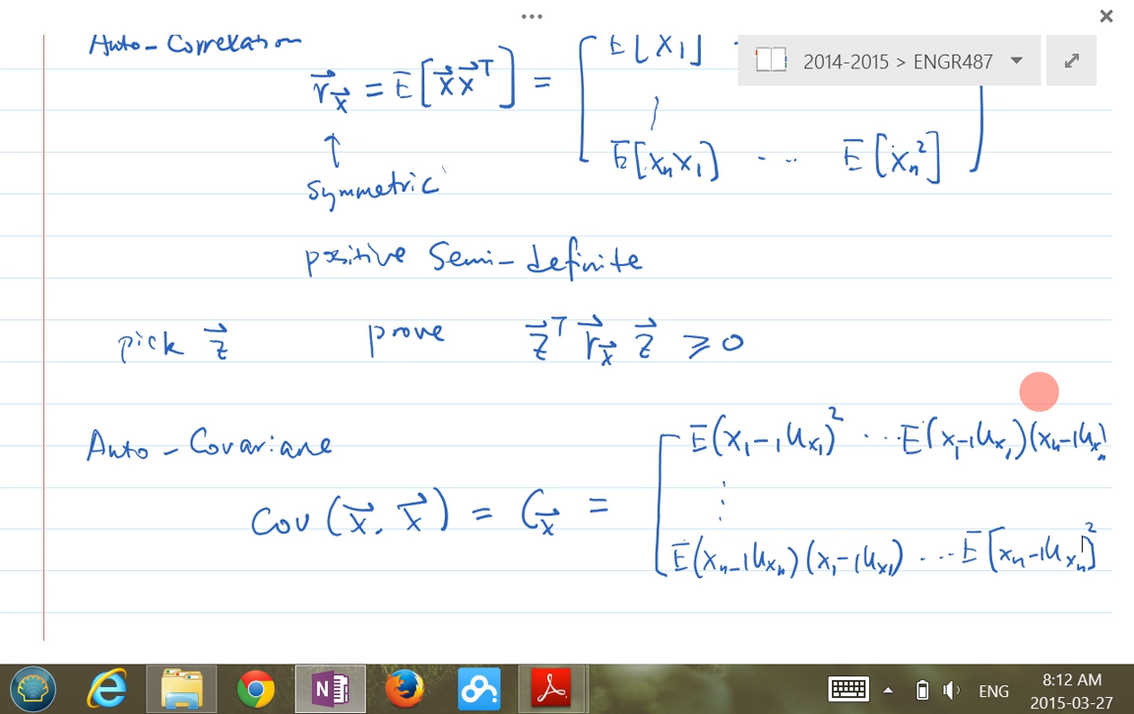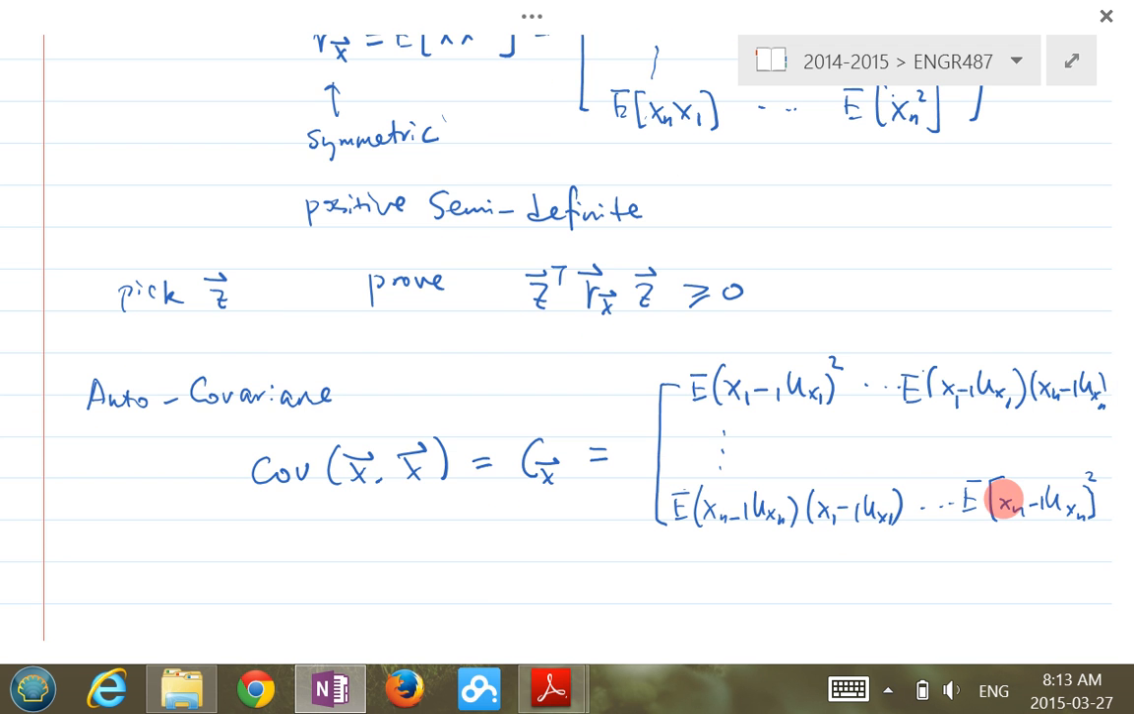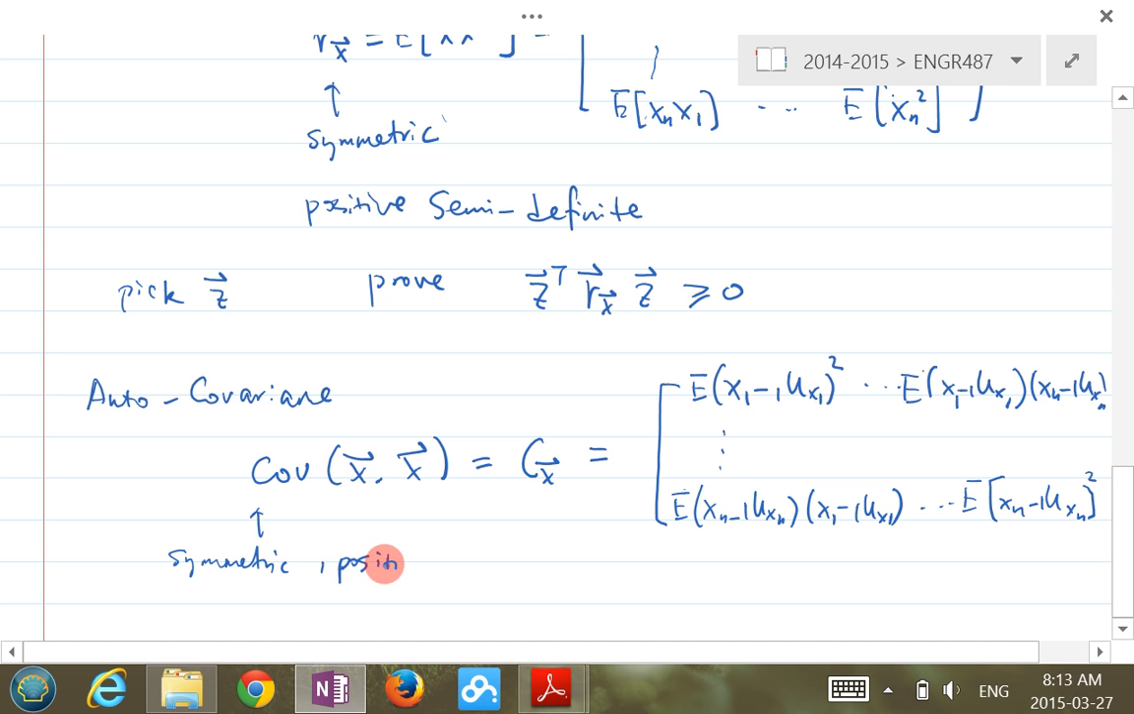If you examine this autocovariance matrix, it's also a symmetric matrix, and it's also a positive semi-definite matrix.